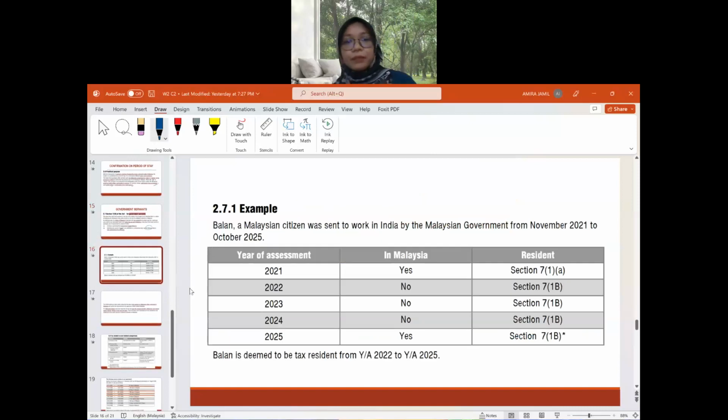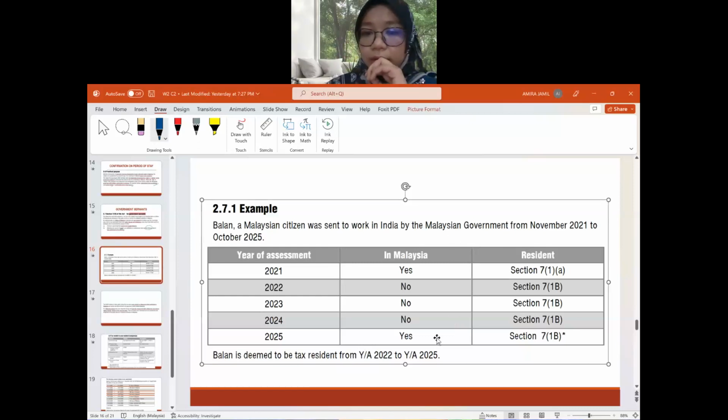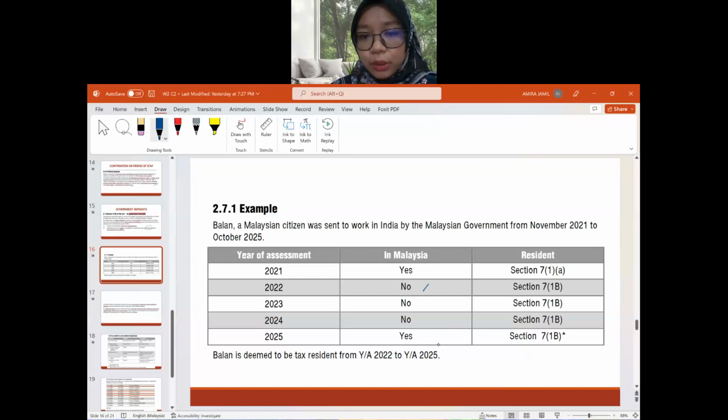For example, Balan, a Malaysian citizen, was sent to work in India by the Malaysian government. The key is they are working and sent by the Malaysian government from November 2021 to October 2025. So in Malaysia, yes and no. Although Balan is not in Malaysia for YA 2022, 2023 and 2024, he is still considered as tax resident under Section 7(1)(b), which is the rule for Malaysian government servants.